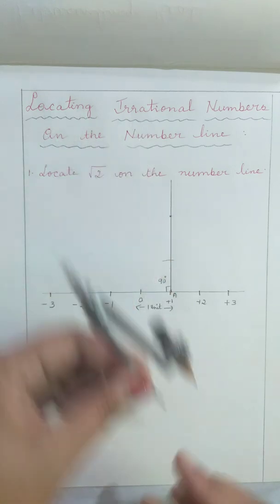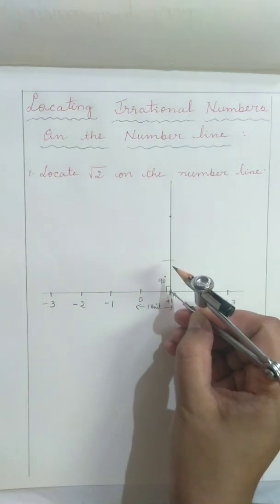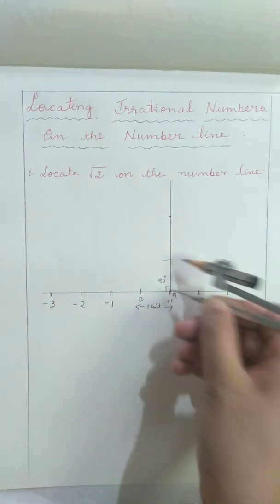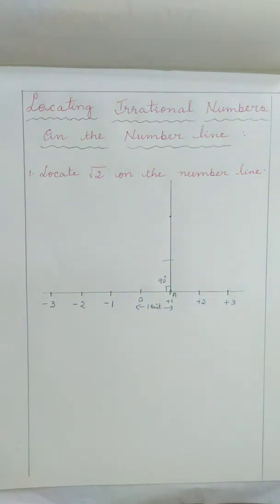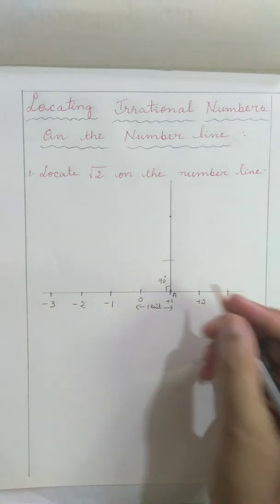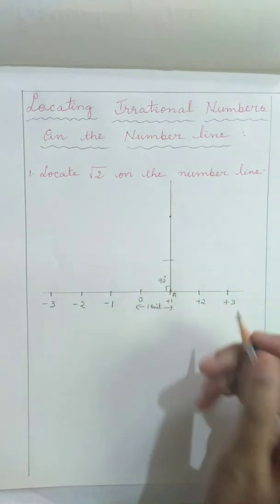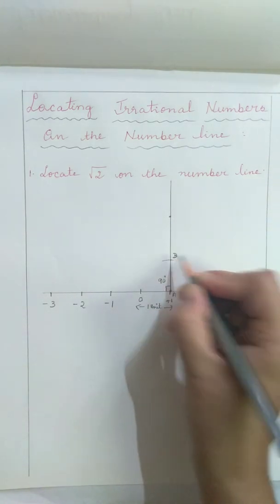In the next step, keep your compass at A, cut the 90-degree straight line, and where you have cut the 90-degree straight line, mark that point as B.